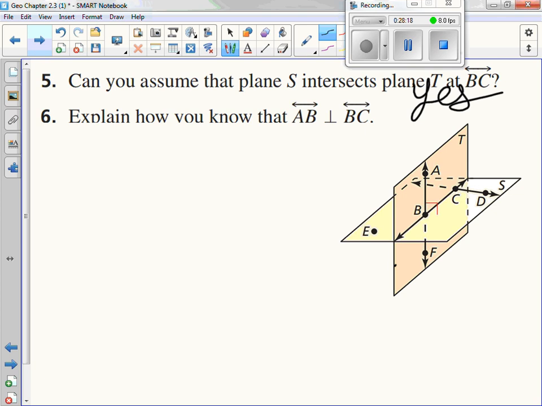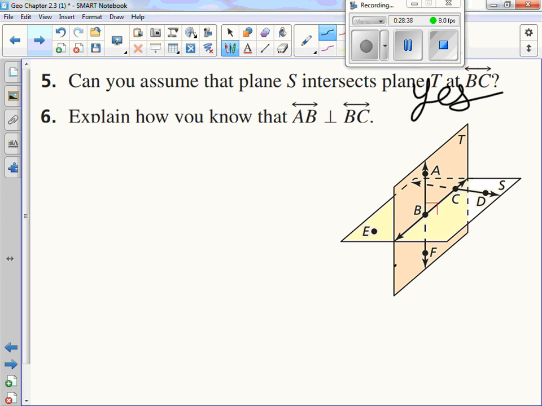Questions on that one there? Really, when we're looking at a line, if both planes contain the 2 points, then it would intersect.